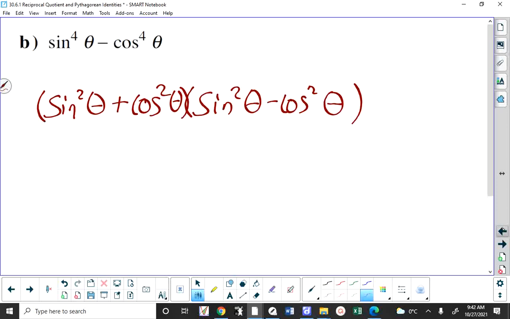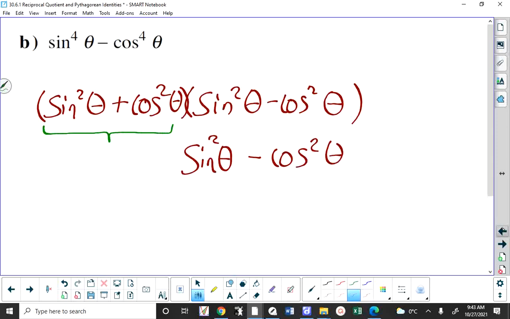Now, this is equal to sine squared of theta minus cos squared of theta. And the reason it's equal to that is that this is merely 1, right? Sine squared plus cos squared is 1. So this is actually an identity, I suppose. Sine to the 4 of theta minus cos to the 4 of theta is sine squared of theta minus cos squared of theta. And this is the thing about trigonometric identities. I don't know if that's the answer or not.